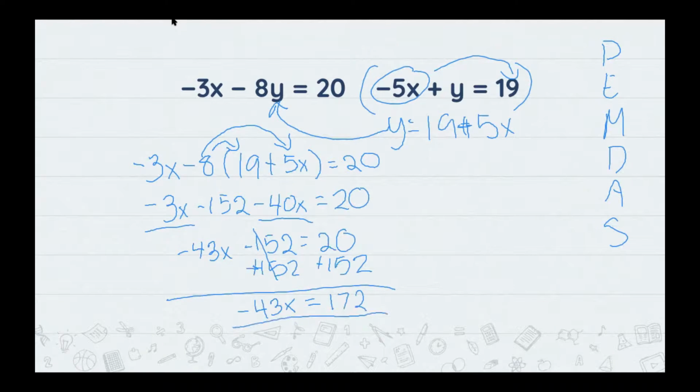And now we want to get x alone, so we would have to divide by negative 43. We get x alone, and we also do that for the other side, and x would equal negative 4. We have our x variable now. Now we have to get our y variable.